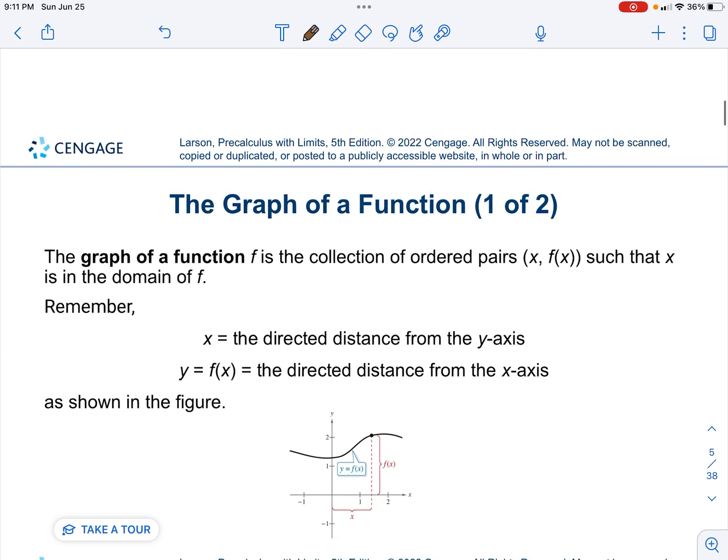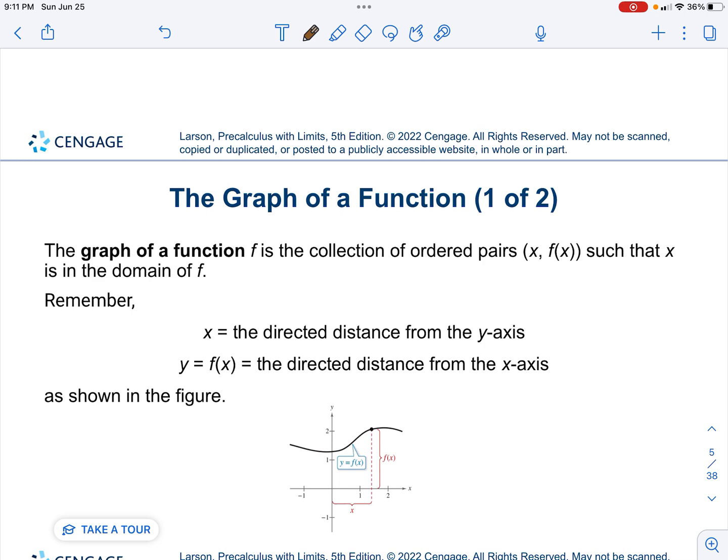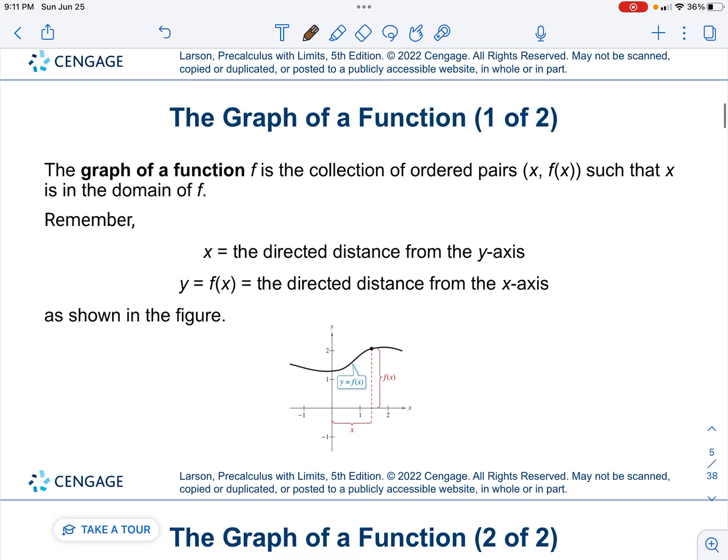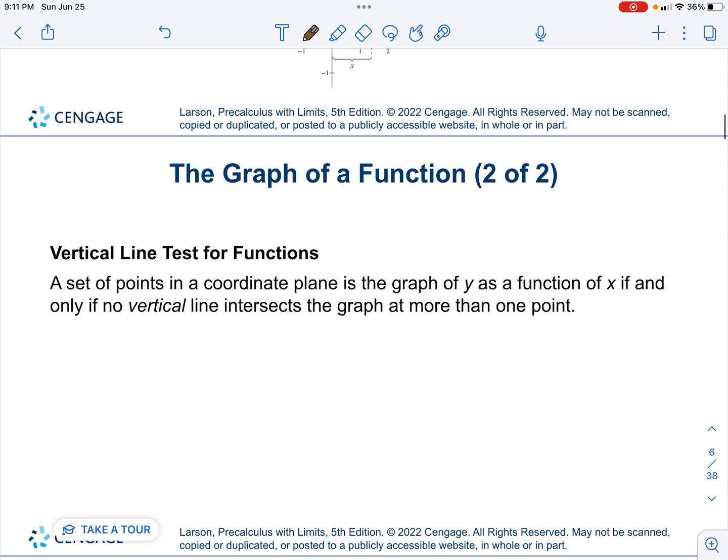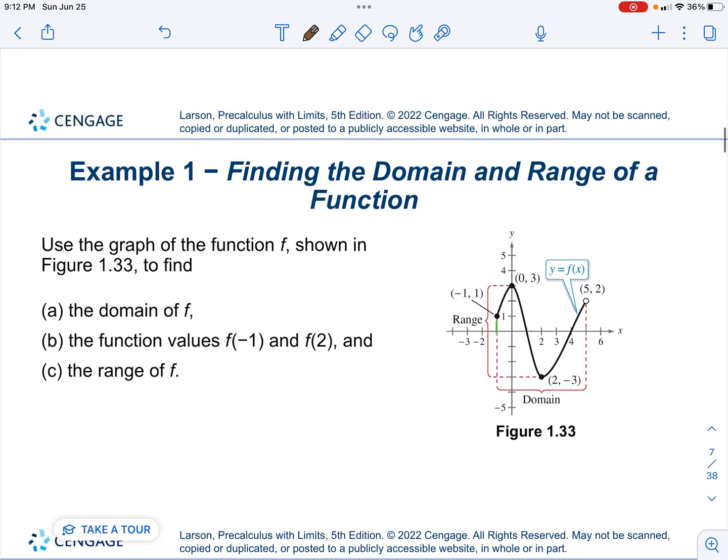Graph of a function. We will be looking at graphs. They are a collection of ordered pairs, and there's an example. The vertical line test, as I mentioned before, works because if you draw any vertical line anywhere, it should only go through one point. That means that x value is defined at only one value. If you have a vertical line that hits 2 points, one x value is defined at two y values, so it wouldn't be a function.